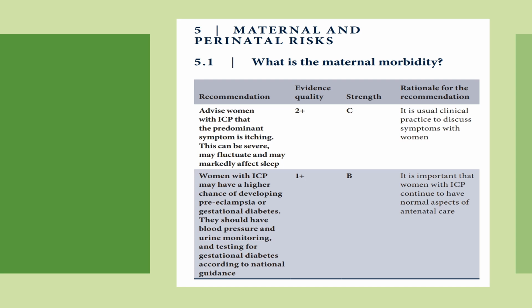Now we will see what the maternal and perinatal risks are. Advise women with ICP that their predominant symptom will be itching, which can be severe and may affect sleep. Women with ICP may have a higher chance of developing preeclampsia or gestational diabetes, and they should have blood pressure monitoring and urine testing for gestational diabetes according to national guidance. So these women are at high risk of developing gestational diabetes and preeclampsia, and they should have monitoring for these conditions.